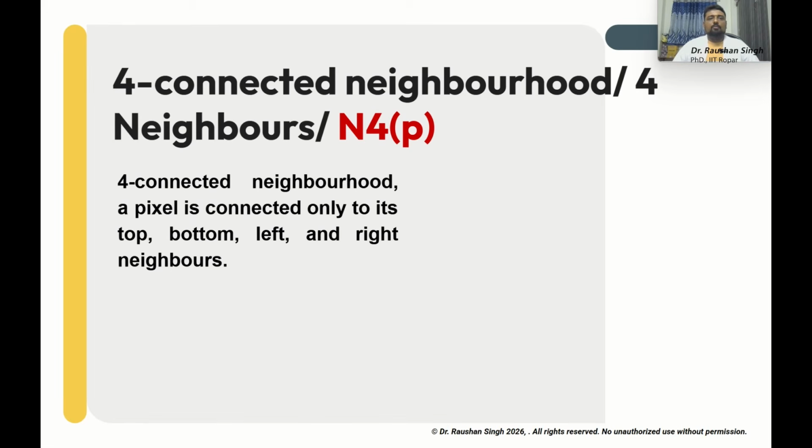Okay, so let's see 4 connected neighborhood. A pixel is connected only to its top, bottom, left and right, like this. So if a pixel is connected from the top, bottom, left and right, then they are actually connected in a 4 neighborhood connection, that is also called N4 of p.